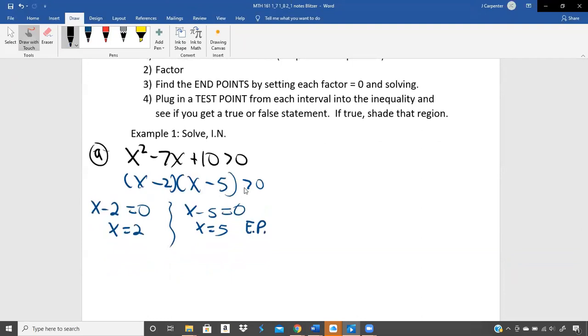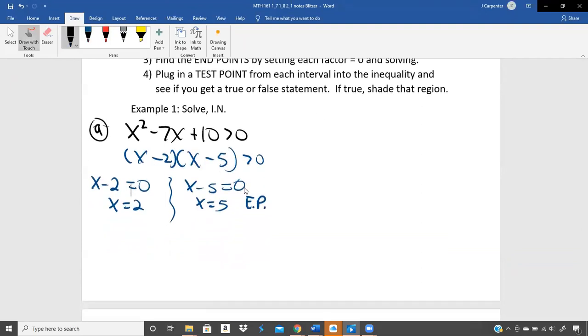So here's what I like to do. I like to draw up a number line. Am I going to have enough room? Yeah, I'll have enough room. I can make it work. Draw up a number line, and I'm going to put the 2 and the 5 up there in appropriate order. And then we have 3 different regions. So our solution could be to the left of 2, or it could be in between the 2 and the 5, or it could be to the right of the 5, or it could be a combination of those. It could be all 3. It could be 2 of those 3. Usually it's either the middle or it's the ends, kind of like when we saw with those absolute value inequalities. Absolute values and quadratics share a lot in common.